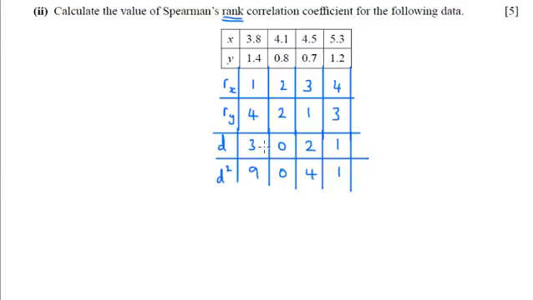I've just squared these values here. So 3 squared is 9, and so on. And then the number I actually want is the sum of that row. So the sum of d squared, sigma d squared, which is 14.